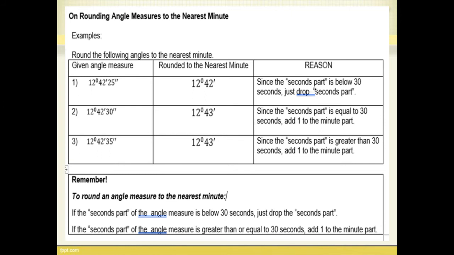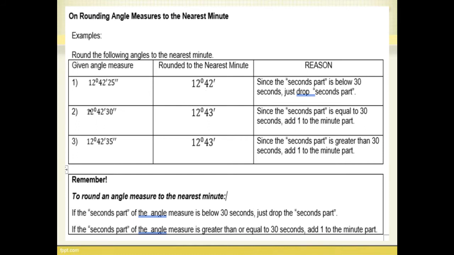Since the seconds part is below 30 seconds. Remember, here the seconds part is 25 seconds. 25 seconds is below 30 seconds. So therefore, we will round down. In other words, we will drop the seconds part. That's why this will now be 12 degrees and 42 minutes.